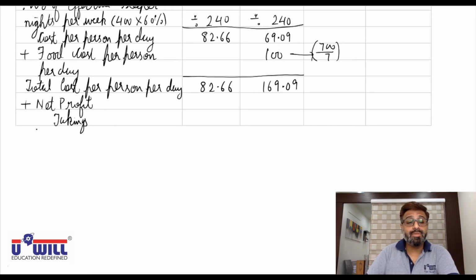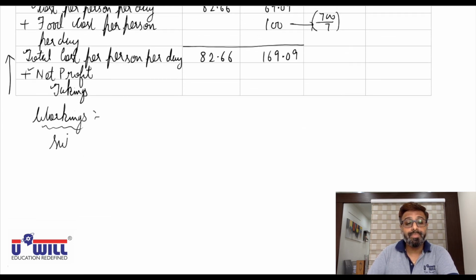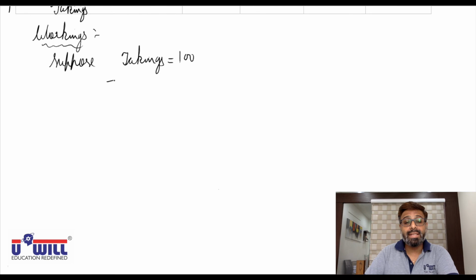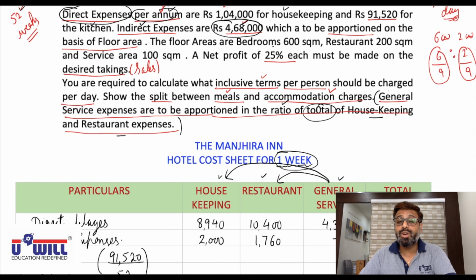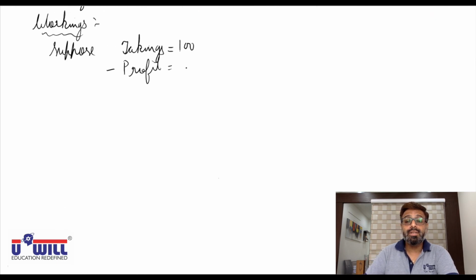For this we'll make the workings go reverse. If we go reverse, then takings minus profit is equal to total cost. So workings will be done below that. Suppose takings is equal to 100. Minus, we will go reverse, the profit we want to charge. In this question, we want to charge profit of 25% on takings. So minus profit of 25, cost is 75.